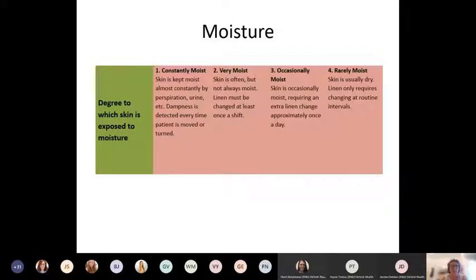Moisture. This isn't just incontinence, this is sweat as well, and the degree to which skin is exposed to moisture. You know, even somebody with a catheter, the catheter might be constantly bypassing, so you'd need to think about that. And it's the frequency that the skin is exposed to that moisture.